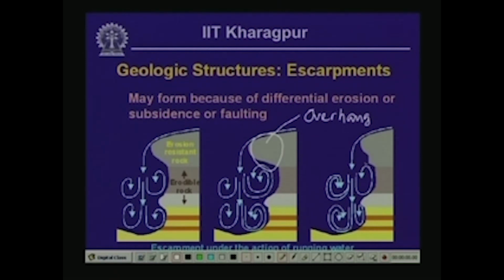and that overhang eventually gives way. That is shown in the rightmost sketch, and gradually the bluff works its way to your right. So, this is an illustration of how an escarpment evolves because of erosional activity of water flowing at the surface.